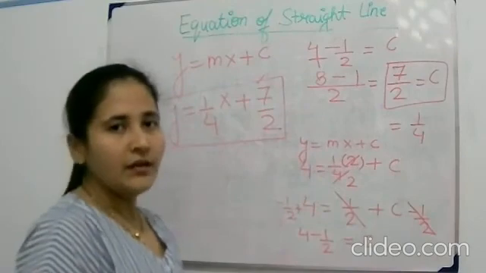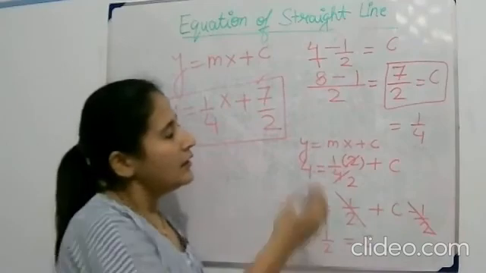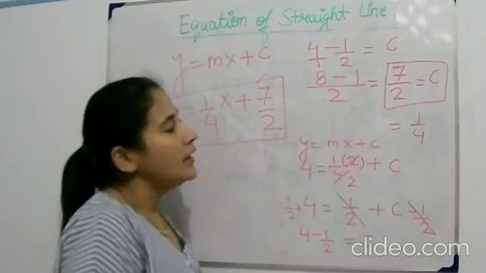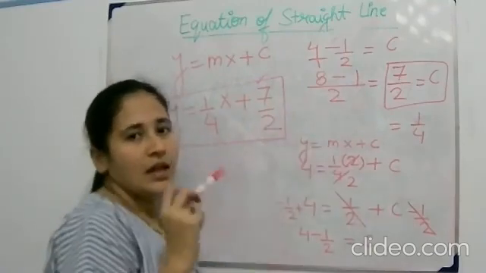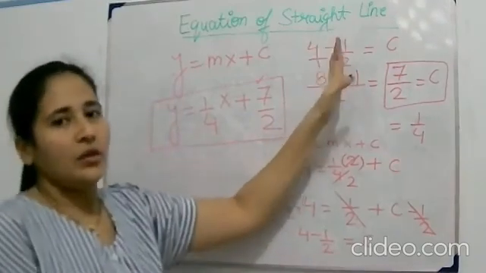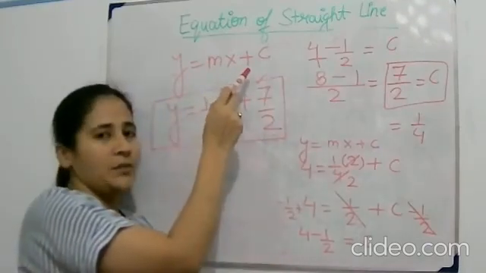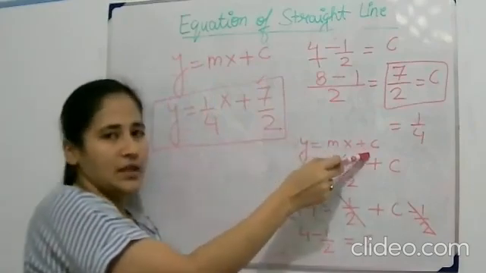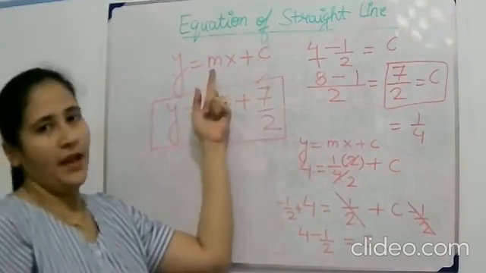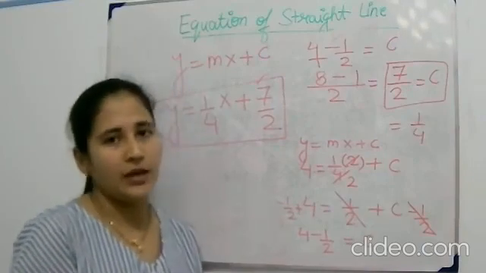If coordinates are given, we will find the value of m, that is the gradient. If the value of c is not given, then we can use any coordinate, because A and B are passing through the same line. So you can use any coordinate and substitute that value in the equation y equals mx plus c. Then find the value of c. In the original equation, substitute the values of c and m. This is the method of how to find the equation of a straight line.